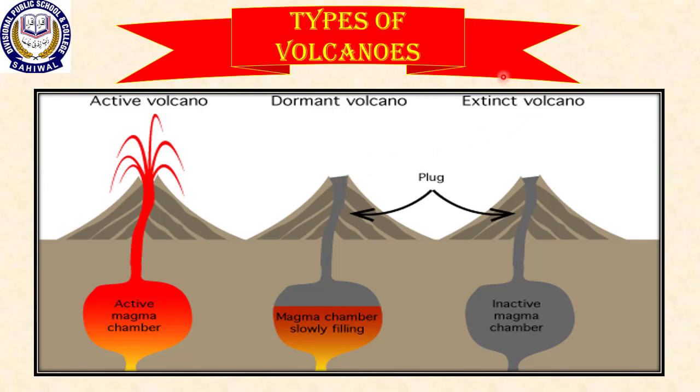The third category is extinct volcanoes. Inactive magma chamber. You can see over here, nothing is there. Magma is not present over here as shown. Extinct volcanoes, inactive magma chamber. There is no expected eruption of lava in these types of volcanoes. So extinct volcanoes are those which have not erupted in human history also.